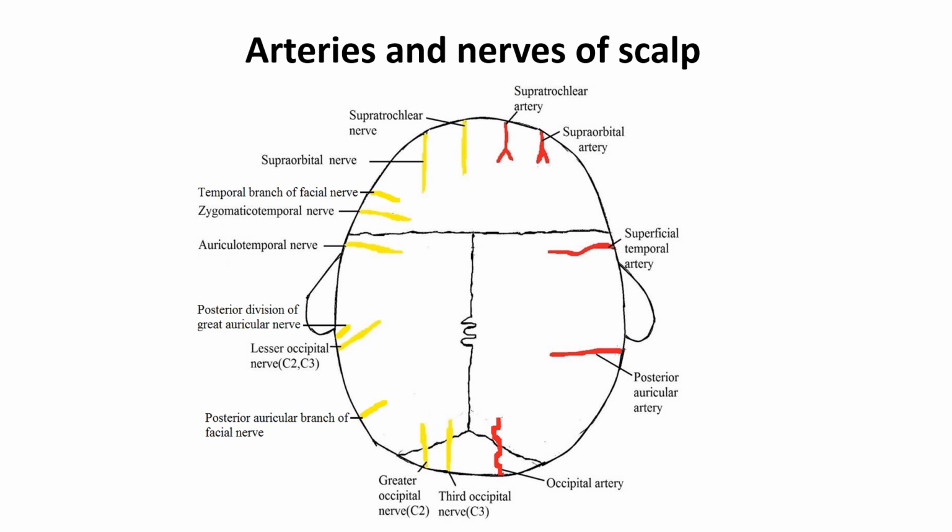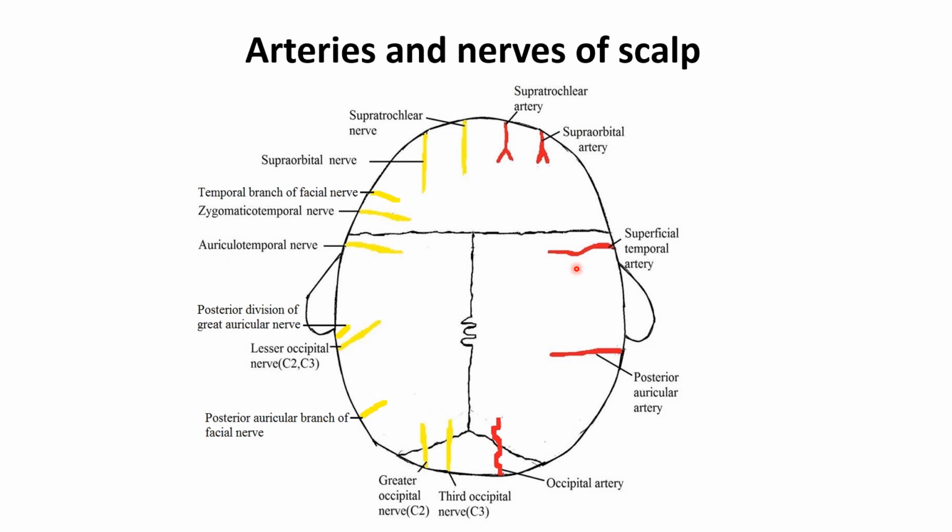This is a diagram which you should know from an examination point of view, the arteries and nerves of the scalp. If I talk about the arteries here, we have the supratrochlear artery and the supraorbital artery. On the medial side, we have supratrochlear artery. This is the arterial supply of one side of the scalp. Laterally we have the supraorbital artery. Students, both these arteries are branches of the internal carotid artery.